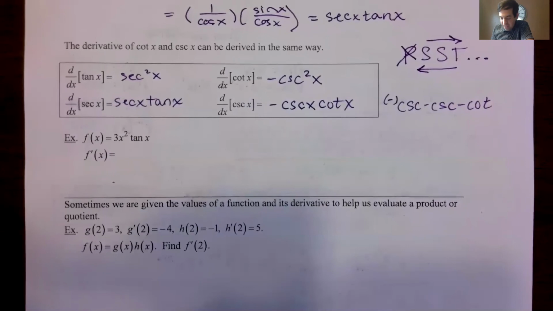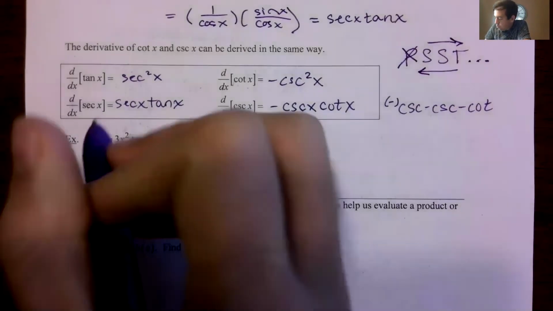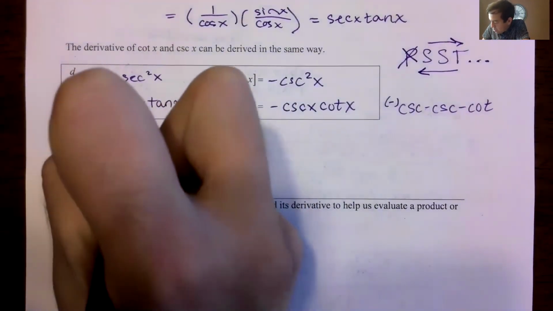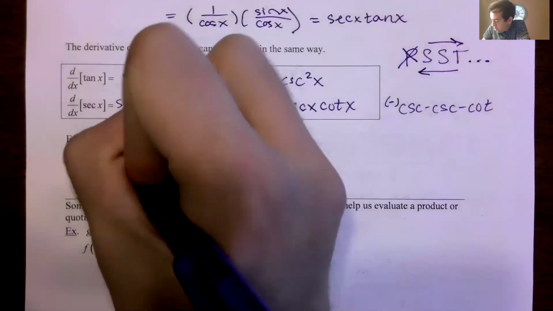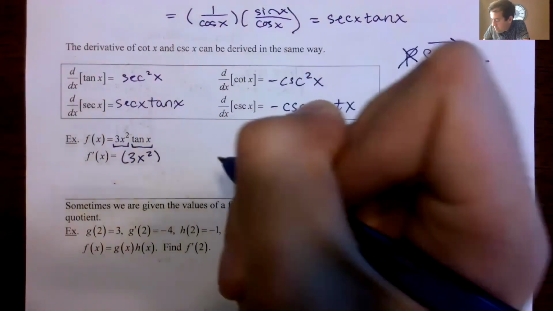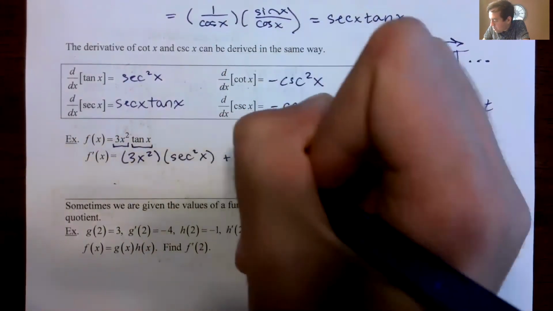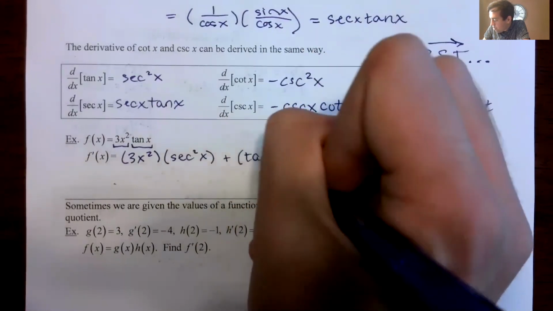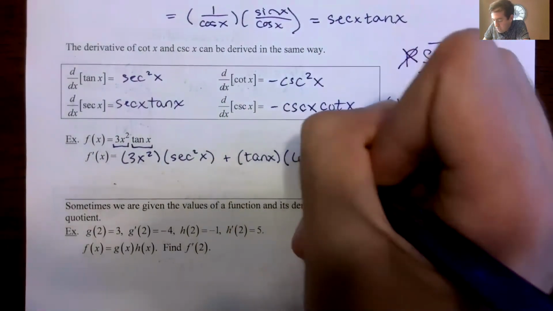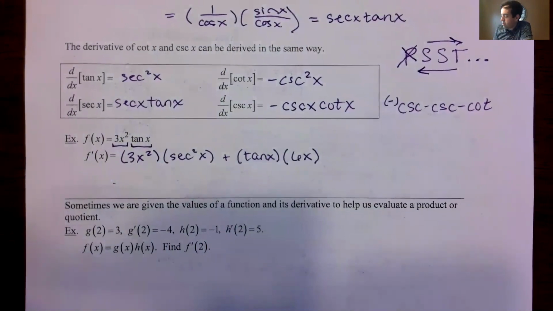Let's keep going. So if f of x equals 3x squared times tangent x, we're looking for the derivative. We've got a product here, so we're going to use the product rule. So I'm going to start with 3x squared times the derivative of tangent, which is secant squared x, plus the second, tangent x, times the derivative of the first, which is going to be 6x. And I can already tell right now that that's not going to simplify more than that, so I'm just going to leave it like that. There you go. There's your derivative.